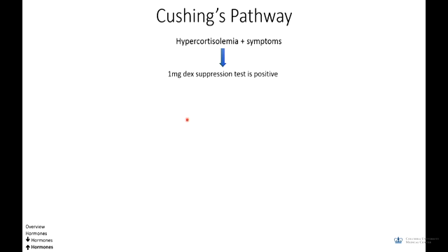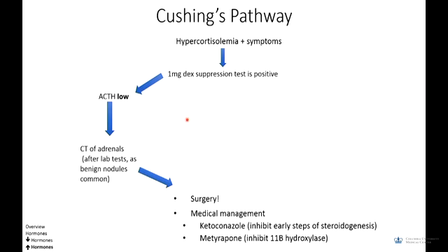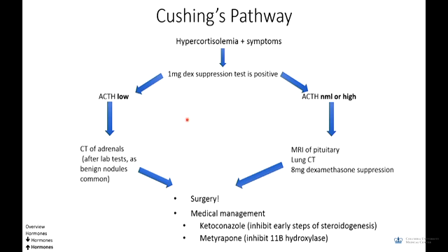So again, hypercortisolemia and the symptoms, you've excluded the iatrogenic, you do a 1 milligram dexamethasone suppression test to try and prove that they have that hypercortisolemia, and then you notice that their ACTH is low. You go and look in their adrenals for that adrenal tumor. So then once you've found it, you can take it out. If you have ACTH, on the other hand, that is normal or high, then you go and look in the pituitary or in the lungs or in the abdomen for your other tumors. And so then once you've found those, then you can do surgery.